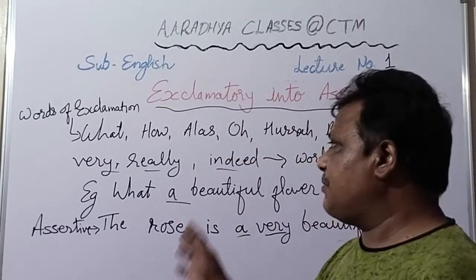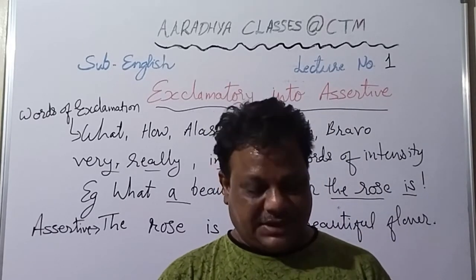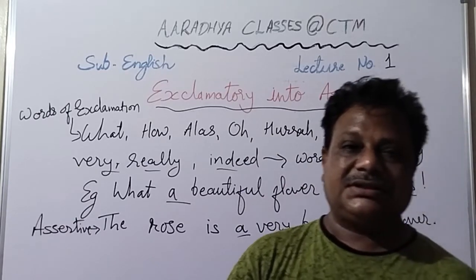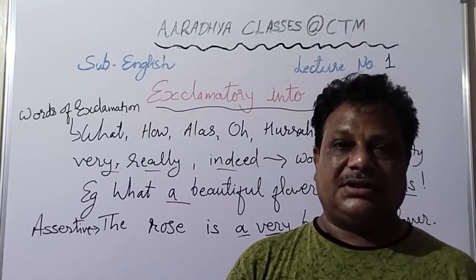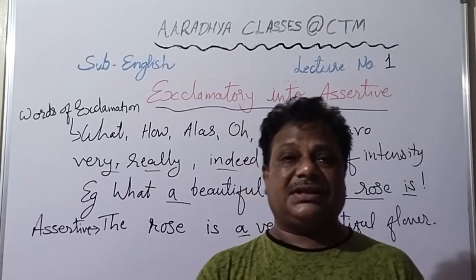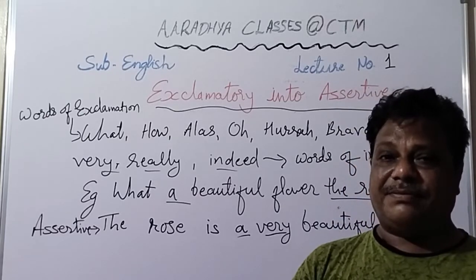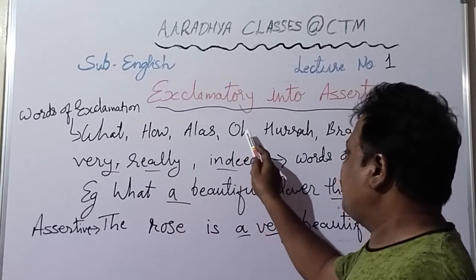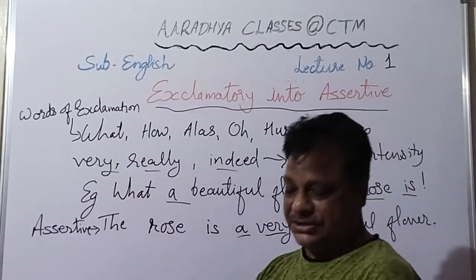So now let's talk about exclamatory sentence. What is an exclamatory sentence? A sentence which expresses the feeling of shock, surprise, happiness, sadness or any such emotion is known as an exclamatory sentence. It usually begins with words of exclamation like what, how, alas, oh, hooray, bravo, etc. These are the words of exclamation.